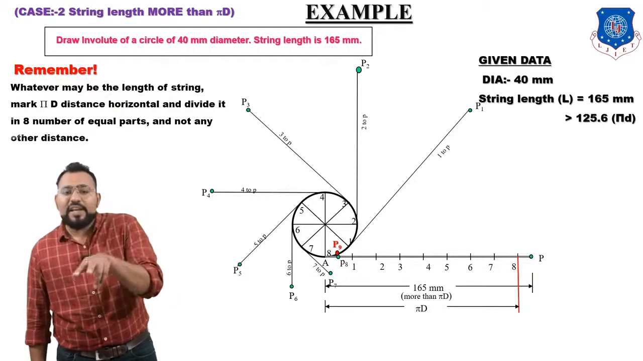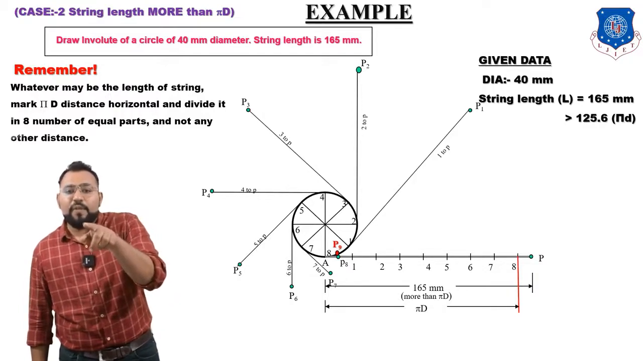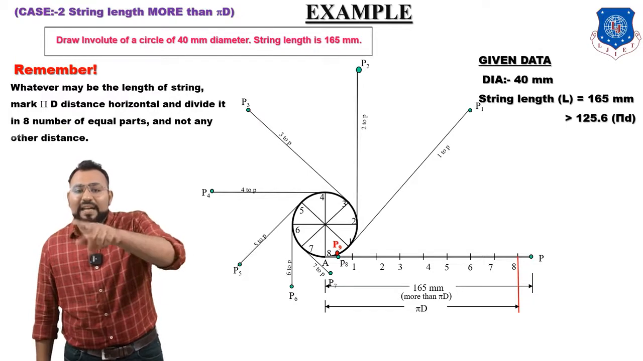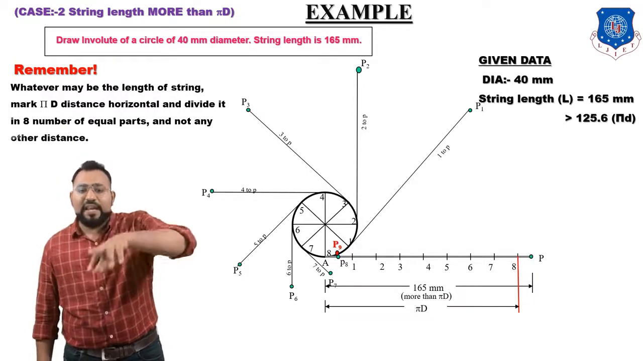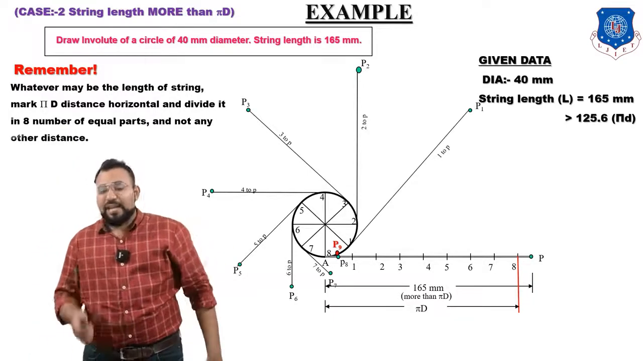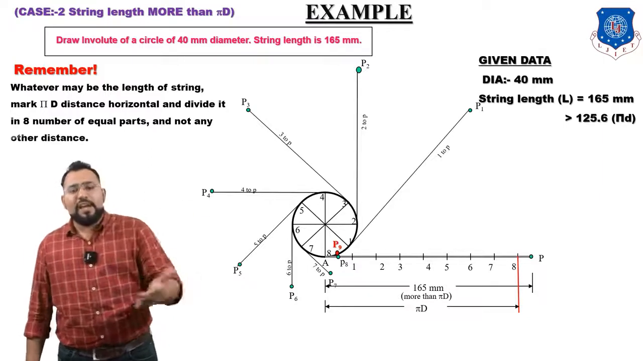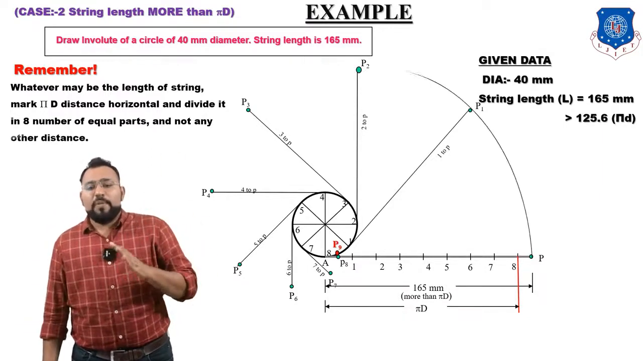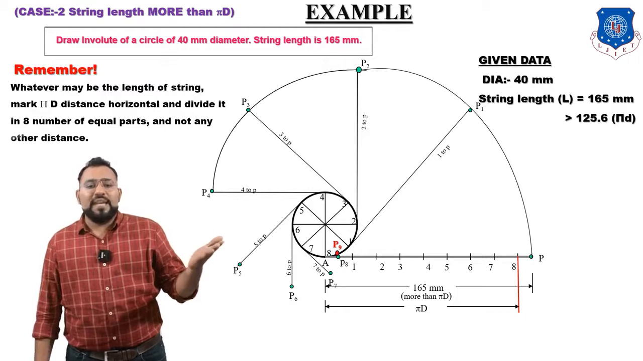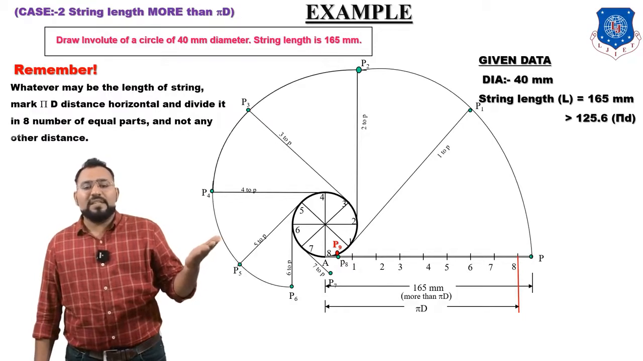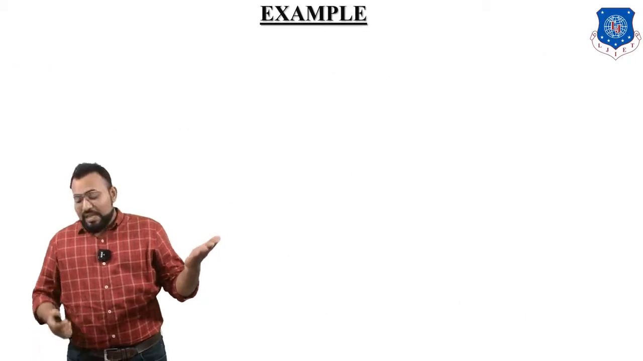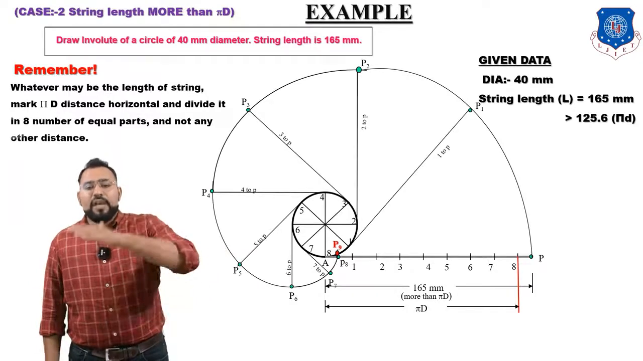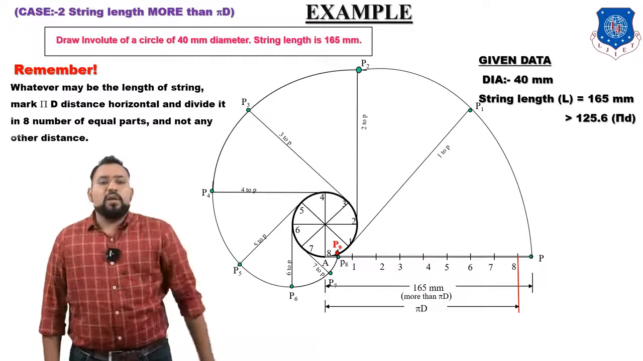So where do you have to intersect? You have to intersect between point 8 and point 1 on the circle. So on the arc connecting 8 to 1, you have to intersect there, and whenever it intersects, it will be point P9. So this is how you can derive point P9. Now connect all the points P1, P2, P3, P4, P5, P6, P7, P8 and P9. So this is how you can draw an involute.